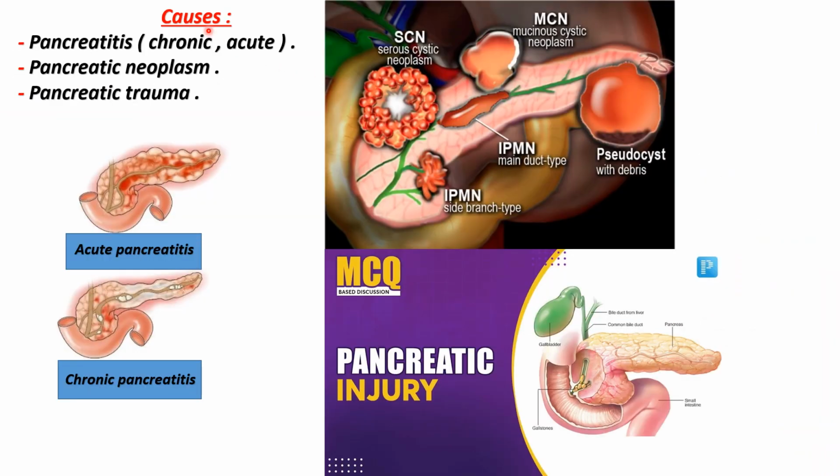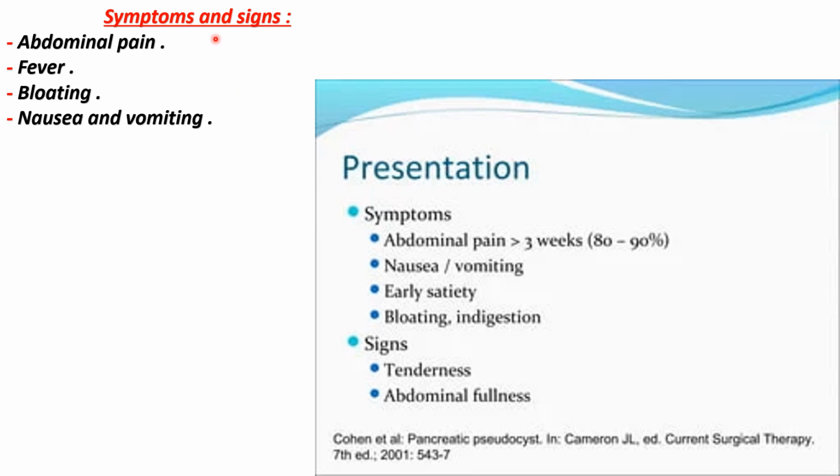Causes of pancreatic pseudocysts: pancreatitis, chronic or acute, pancreatic neoplasm, pancreatic trauma or pancreatic injury. Symptoms and signs of pancreatic pseudocysts: abdominal pain, fever, bloating, nausea, and vomiting. The abdominal pain lasts more than 3 weeks in 80 to 90% of cases.